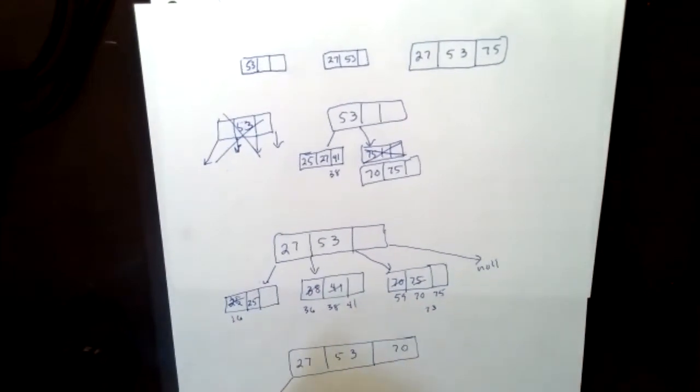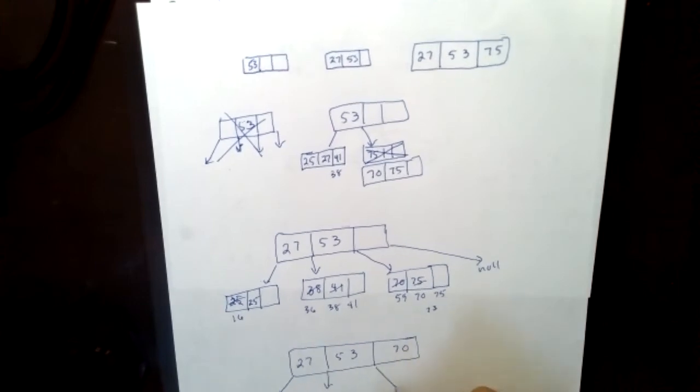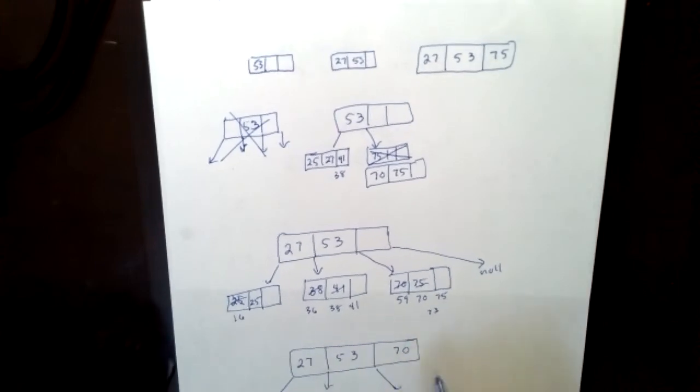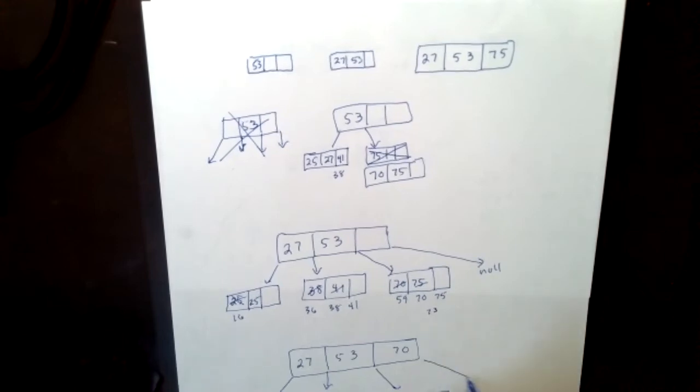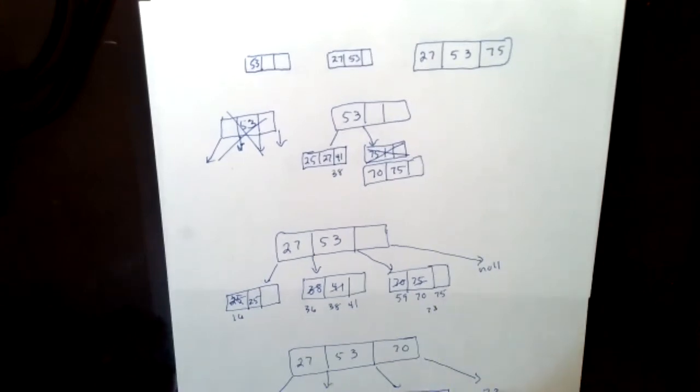Over here I have 16, 25. Here I have 36, 38, 41. Here I have, let's see, I blew this guy up because I moved 70. So all I have is 59. And all the way out here, when I blew up 70, I was left with 73 and 75.